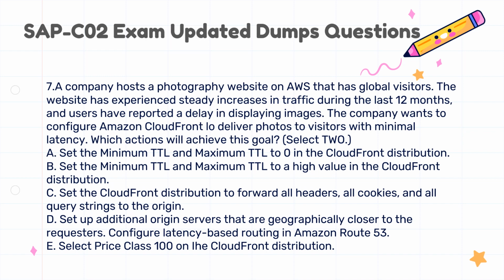D. Set up additional origin servers that are geographically closer to the requesters. Configure latency-based routing in Amazon Route 53. E. Select price class 100 on the CloudFront distribution.